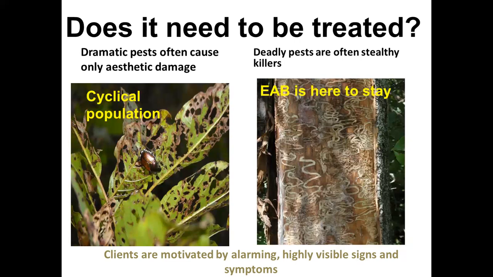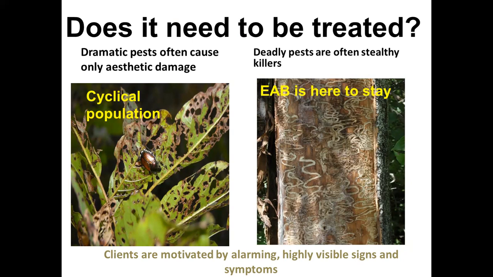And the pests that cause leaf damage a lot of times just have a cyclical nature about their population. They're bad for a couple of years and then they go away for a while. But the thing is, clients get motivated by the dramatic pests because they're really alarming, highly visible signs of what they're doing. They see these Japanese beetles all over eating the foliage and they freak out.